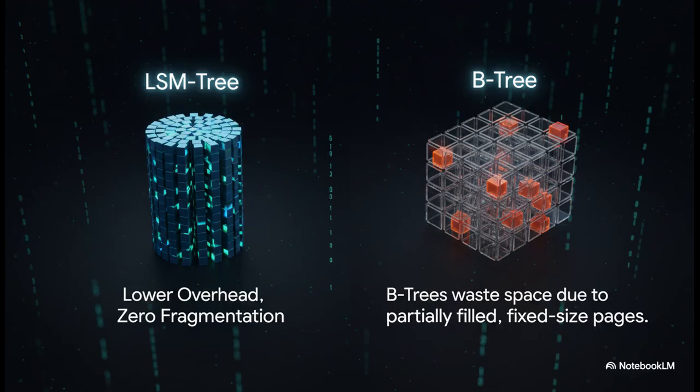Because LSM trees are constantly rewriting their SSTables in the background to toss out old or deleted data, they can pack the surviving data incredibly efficiently. This means much lower storage overhead and almost zero fragmentation. Contrast that with a B-tree, which is page-oriented. When a B-tree page splits, or when a piece of data just doesn't perfectly fit, you end up with wasted disk space sitting there in partially filled, fixed-size pages.